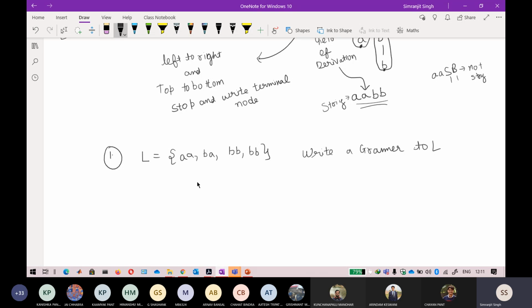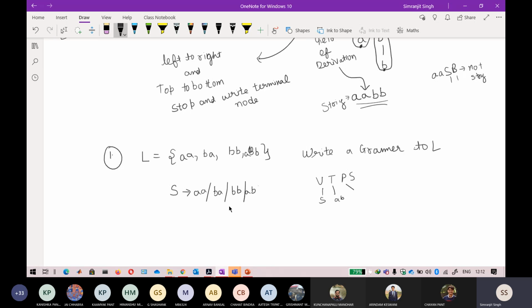The easiest way to write a grammar, because this is a finite set, is to go with S as the starting symbol and write AA, BA, BB, and AB is remaining. Now just verify the rule V, T, P, S. V is the non-terminal, so in this case V is S, and T is terminal, so A and B are terminals.